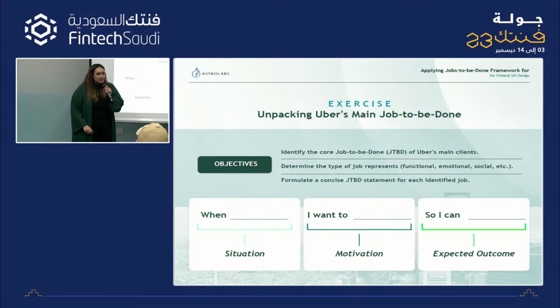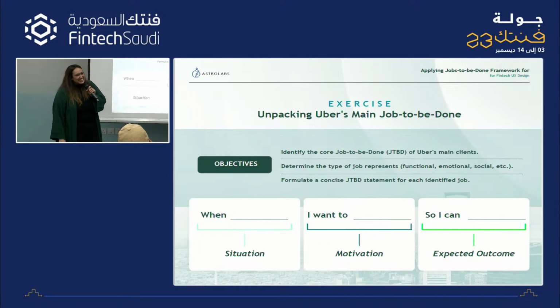Perfect. It has to be available. What else? It has to be quick. What else? Taking the car. Perfect. Perfect. Such a fintech guy. Of course he has to say that.